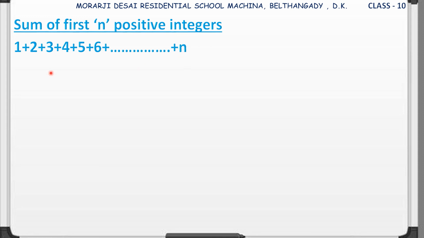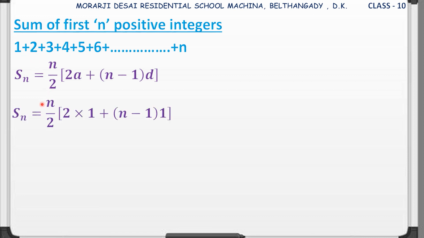Now we know the formula: Sn is equal to n by 2 into (2a plus (n minus 1) into d). Now we don't know the number of terms, that is n we don't know. We know the first term. First term is a, which is 1. And common difference is 2 minus 1, that is 1. So Sn is equal to n by 2 (2 into 1 plus (n minus 1) into 1). That is Sn is equal to n by 2 (2 into 1 is 2, plus n minus 1 into 1, that is n minus 1). Here 2 minus 1 is 1. So Sn is equal to n by 2 (1 plus n).